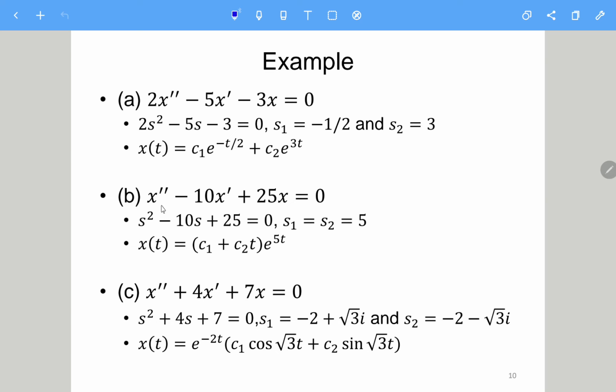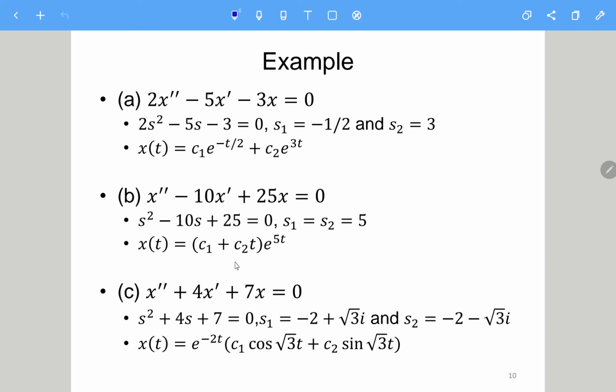For the second case, if we have x double prime minus 10x prime plus 25x, so we can write the characteristic equation or the auxiliary equation like this: s squared minus 10s plus 25 to be 0. Okay, so this one is nothing but s1 and s2 to be 5. So according to the previous case, we can just take x of t to be C1 plus C2 t exponential to 5t.